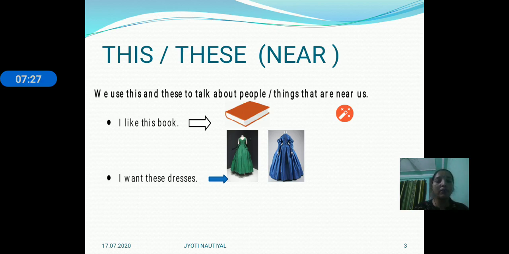Now, in the second picture, you see we have two pictures of dresses. Yes, one is green, another one is blue. I know girls, they love the dresses. Okay? So, the girl is saying, I want these dresses. Why? Because number one, dresses are more than one. Secondly, they are near to me. Okay? So how am I going to write? I want these dresses. Okay?